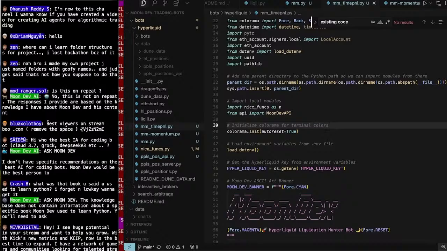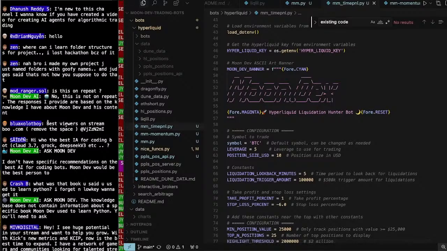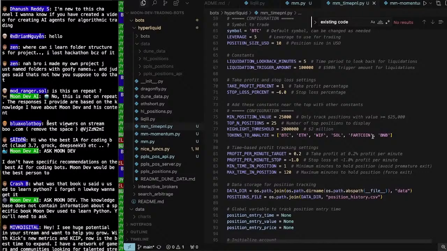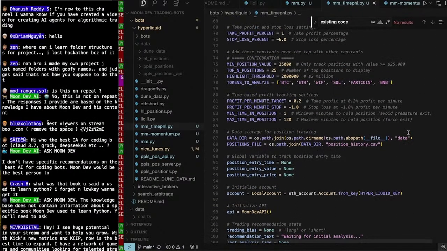What would be the best way for testing to test this out? No, I don't need that. I don't need your help, bro. Can you explain to me the entry signal here? Like, when does this enter a position?